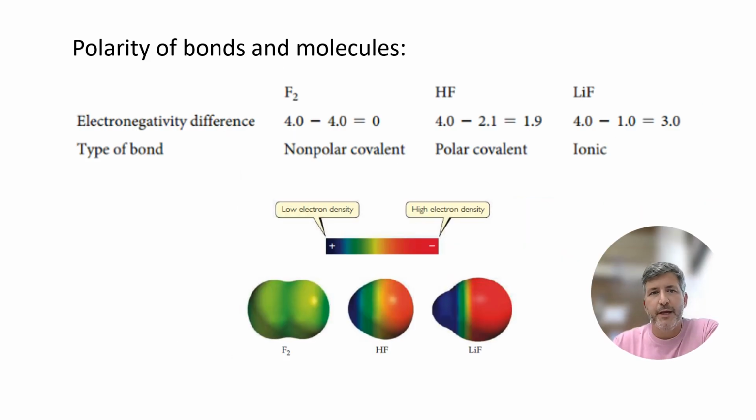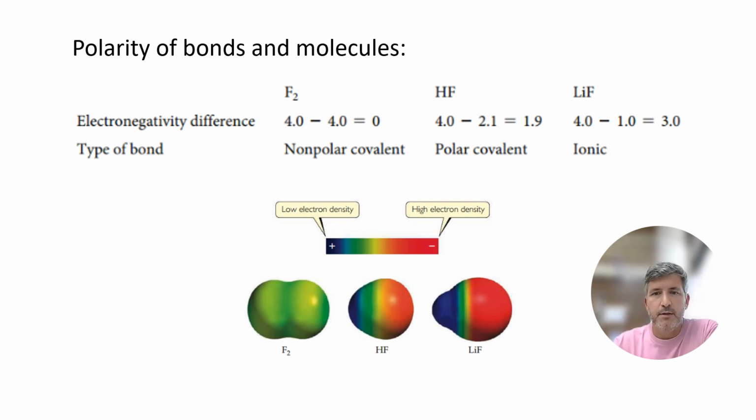Okay, polarity. So anytime we have an unequal distribution of electrons across a bond, we have a polar bond. And so here you can kind of visualize an F2 molecule where both atoms are very electronegative. They're both pulling with great force, but equal force. So the difference in electronegativity between two fluorine atoms is 0. Both of them are 4.